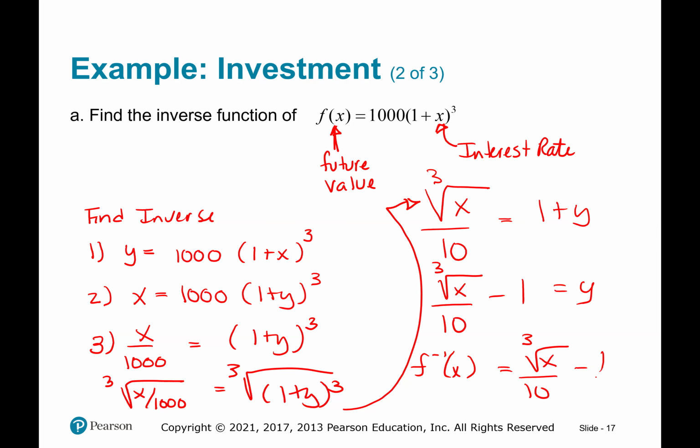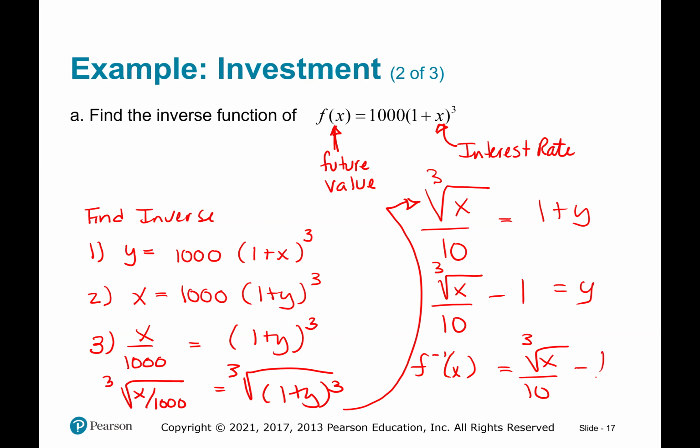So what does that find? That finds the interest rate for a particular future value. So if I know how much my money is going to be worth in 3 years, I can figure out what interest rate I've invested it at. Or if I know how much money I want in 3 years, can I plug that in and figure out what interest rate I need to invest it at? Now, whether you find an investment that has that interest rate is a whole other ballgame.